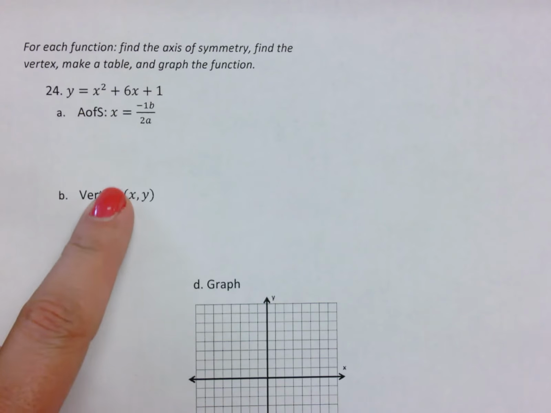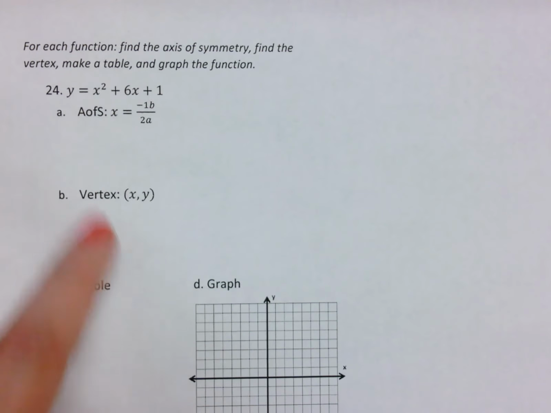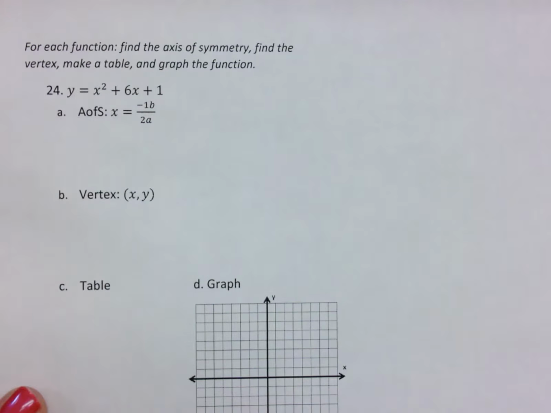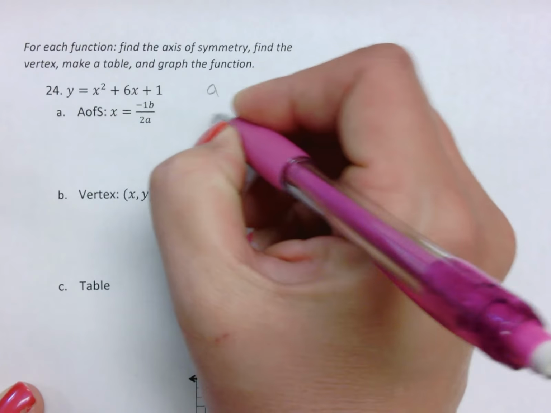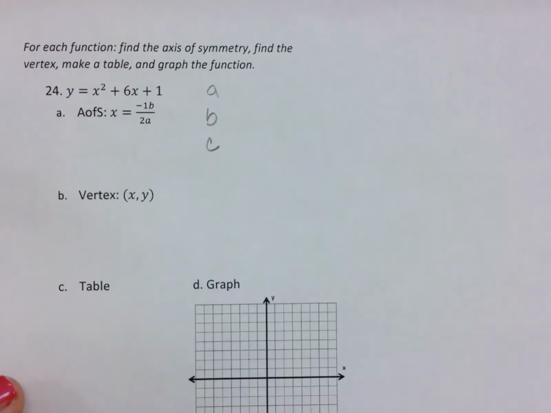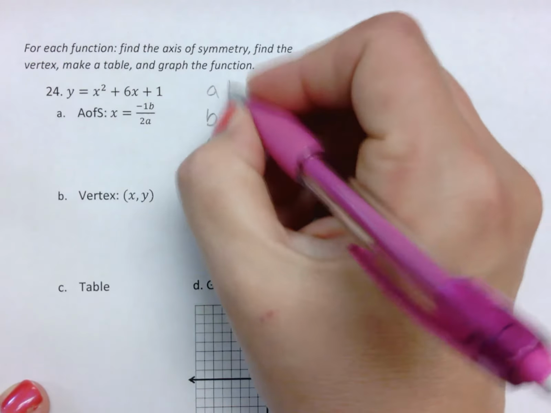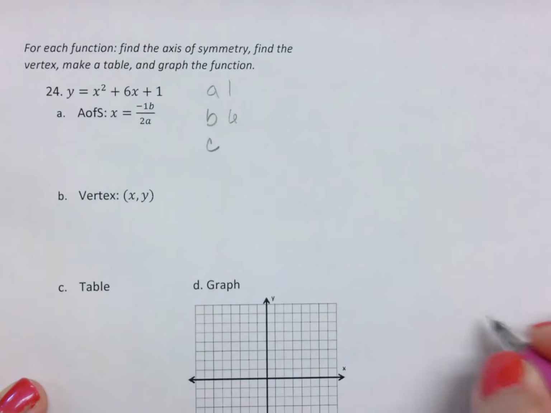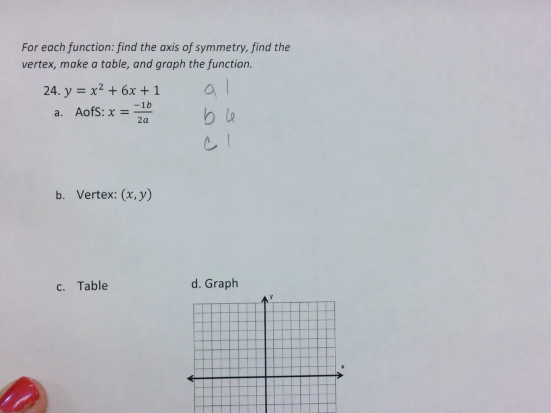We have to find the axis of symmetry before we can find the vertex when a problem is written in standard form. So we want to identify our A, our B, and our C before we even start. A is a positive 1, B is a positive 6, and C is also positive 1.